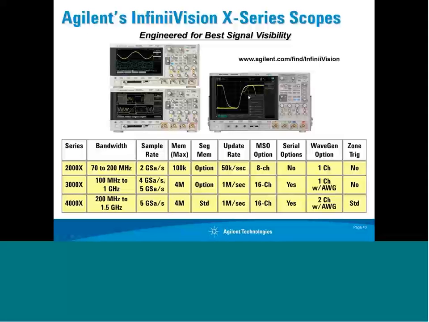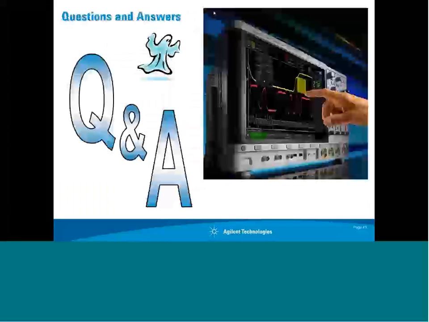Also, what I might mention about this family of scopes is that virtually everything is upgradable. So if you have a limited budget, you can begin with a lower bandwidth scope, say a 200 megahertz scope in the 4000 series. You could later upgrade to 350 or 500 megahertz, or 1 gigahertz or 1.5 gigahertz. You can add serial bus options later. You can add various options. You can even add the digital input channels, what we call an MSO. Virtually everything is upgradable. The only thing that's not upgradable is the number of analog input channels.